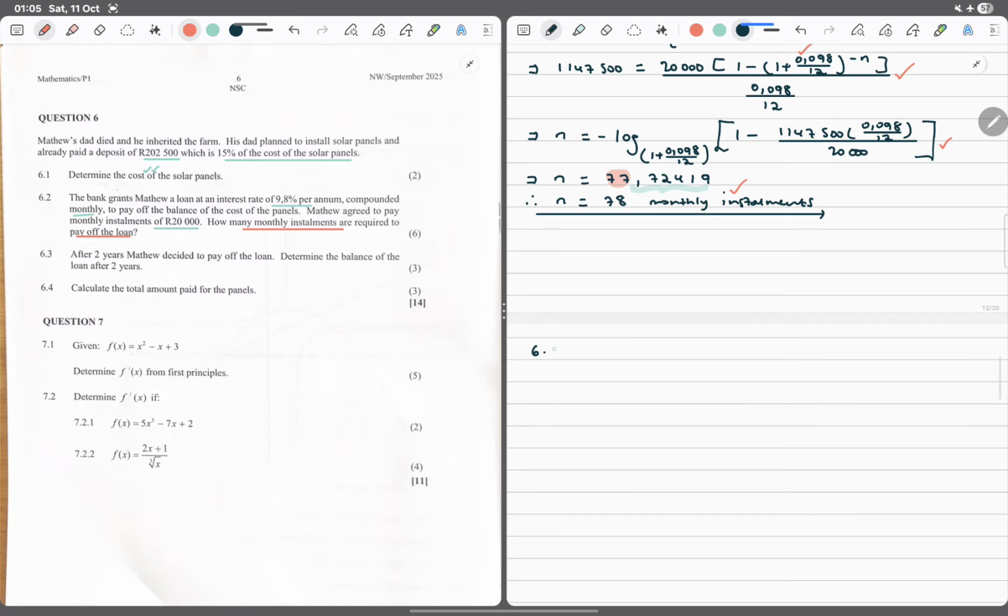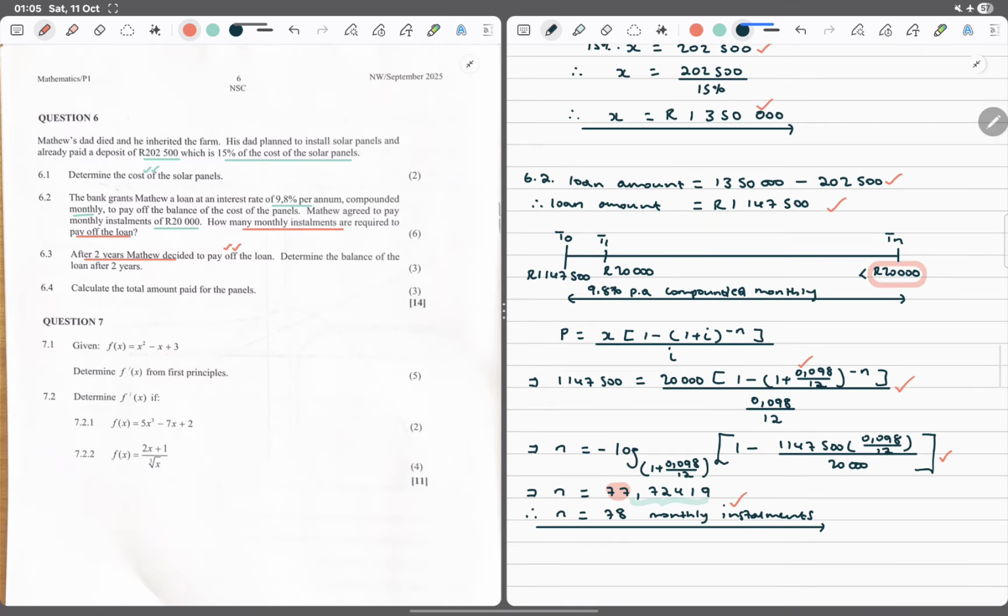Right, 6.3 says, after 2 years, Matthew decided to pay off the loan. So he paid up until 2 years, which is perhaps this time here. This is term 24. Okay, so obviously he may have made this payment plus the final payment already at term 24. So this is when he pays off the loan.